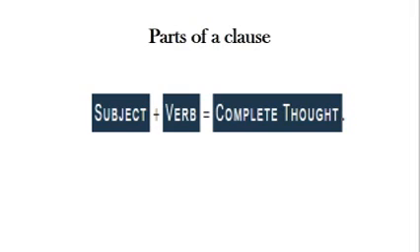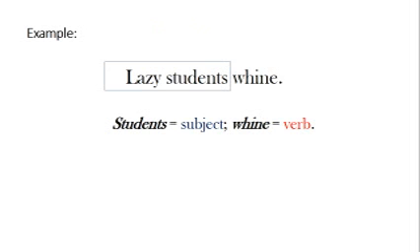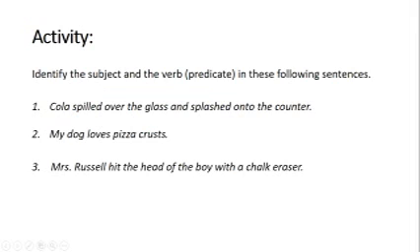Here is an example. Lazy students whine. The subject is the students, while the verb is the word whine. So here's an activity. Identify the subject and the verb in the following sentences. Cola spilled over the glass and splashed onto the counter. My dog loves pizza crusts. Mrs. Russell hit the head of the boy with a chalk eraser. Great job! Now let's move on to Van Valin's Role and Reference Grammar.